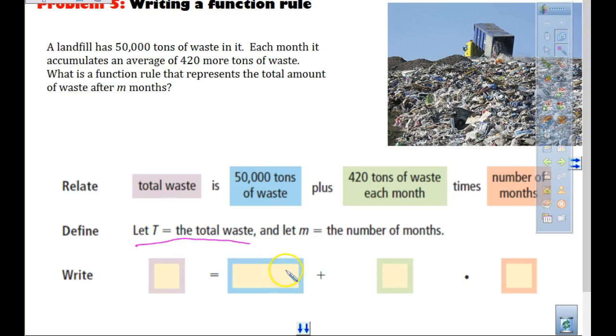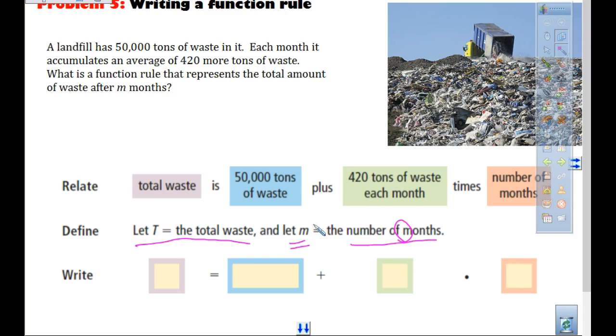So you kind of got to decide what your variables are. The key situation was m is going to be, a lot of times instead of using x or y, we might use m because we're talking about months. So use m for months and t for total waste. Would you use w? You could use whatever variable you like. They just a lot of times want to make it make sense to you.